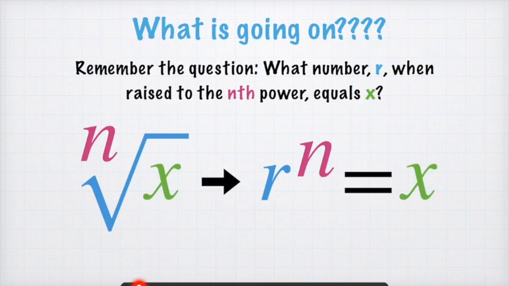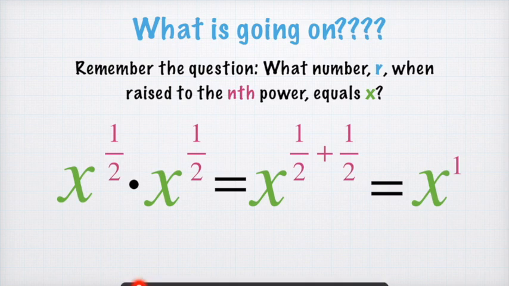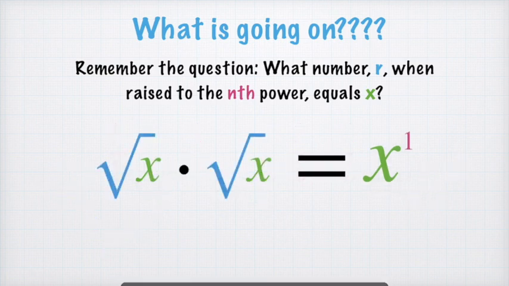So remember what we're asking. We're trying to find a number, r, or our root, that when raised to the nth power is going to equal x. So here, when we write it as x to the 1/2, we can use our product rule to say that when you multiply two of these things together, because remember we're raising it to a power, so x to the 1/2 times x to the 1/2 is going to be equal to x to the 1/2 plus 1/2, which is equal to x. Now both of these are actually our r. So this is our result from that square root.